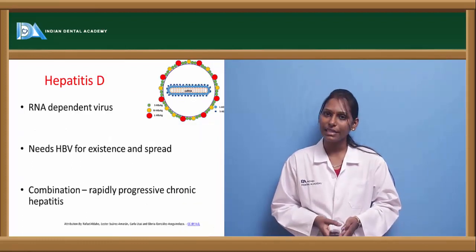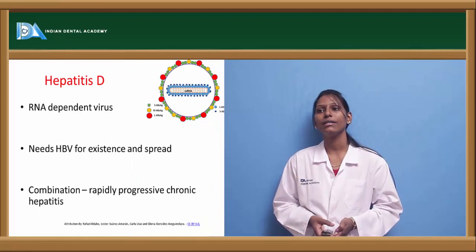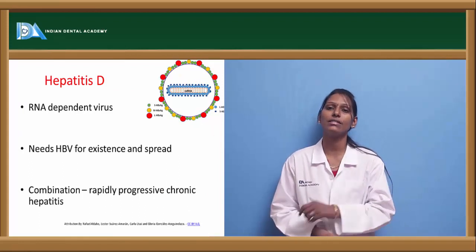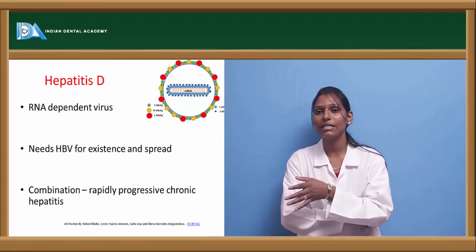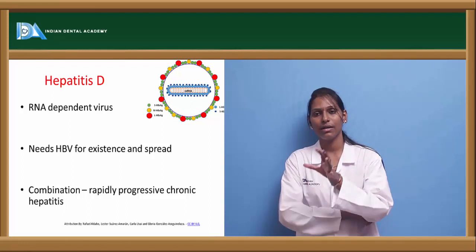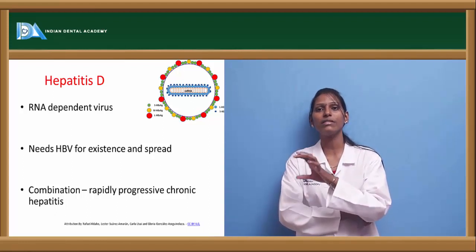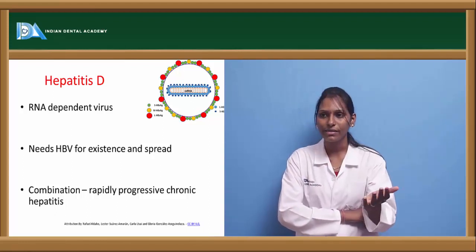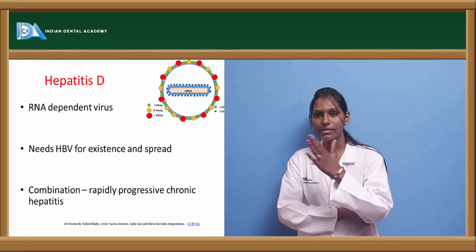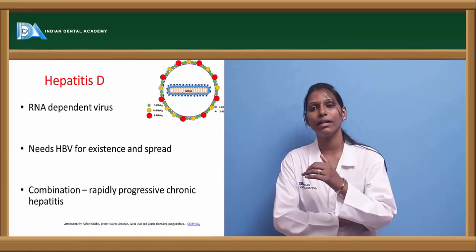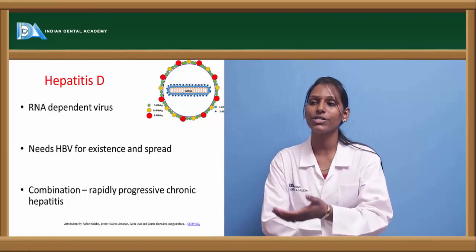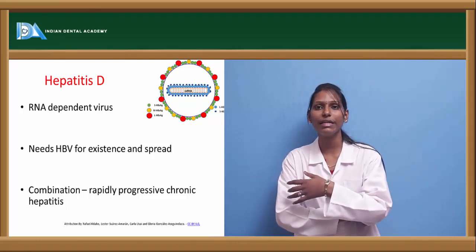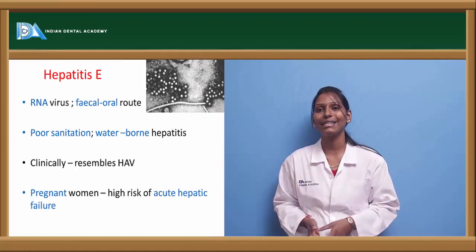Coming to hepatitis D virus, it is also an RNA virus and it needs HBV for its existence or spread. Hepatitis D virus usually does not exist as a separate entity. It is associated with hepatitis B. In combination, it leads to rapid progression, and the severity of the disease also increases. This will lead to a chronic hepatitis condition.